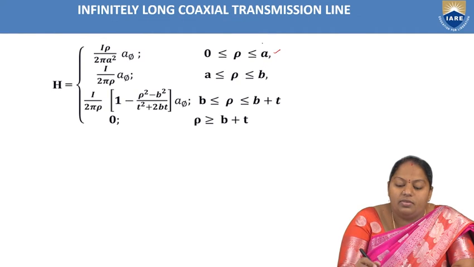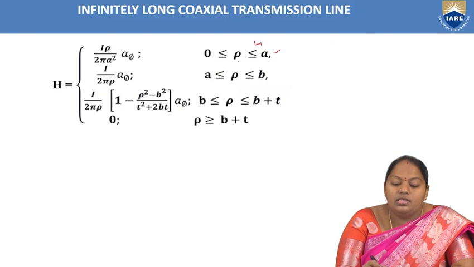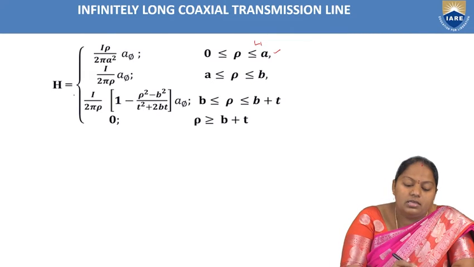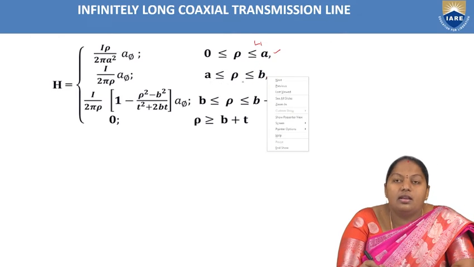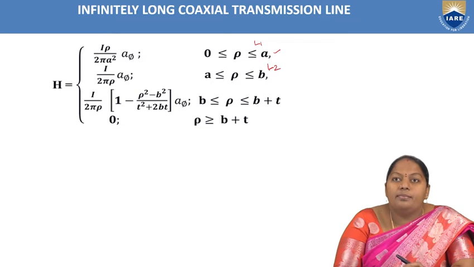For the first region, we have considered path L1 as the Amperian path. The region is 0 less than or equal to rho less than or equal to a. In that case, H is evaluated as I rho by 2 pi a square into a phi. Then coming to the second region, a less than or equal to rho less than or equal to b, path L2 is the Amperian path.